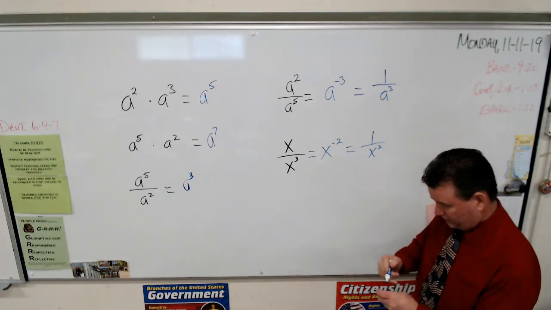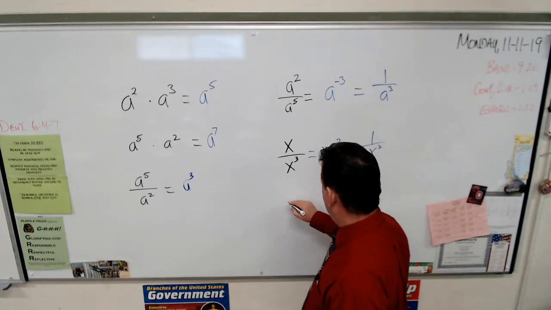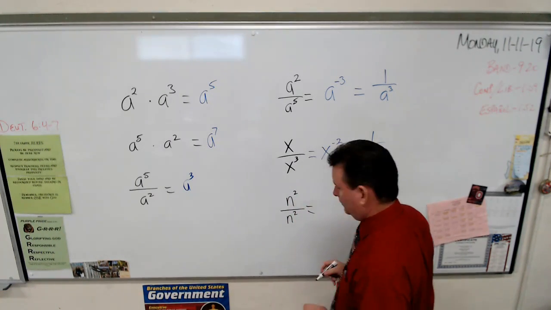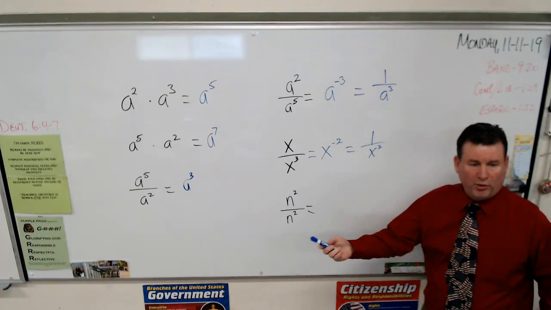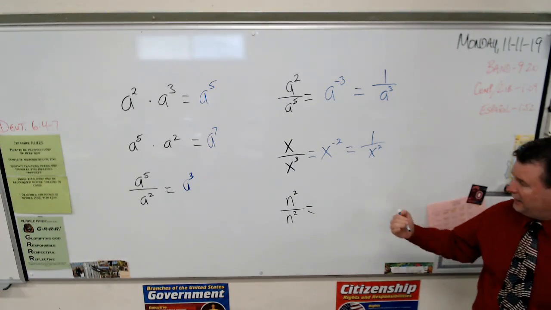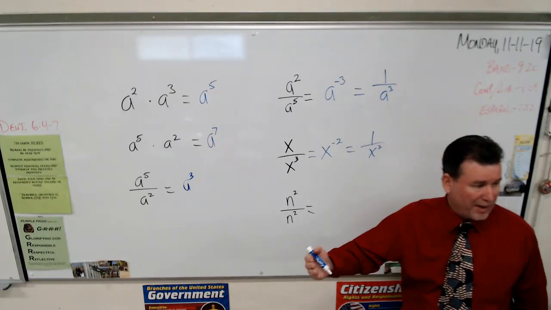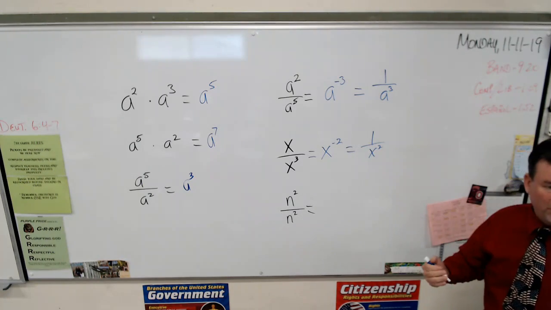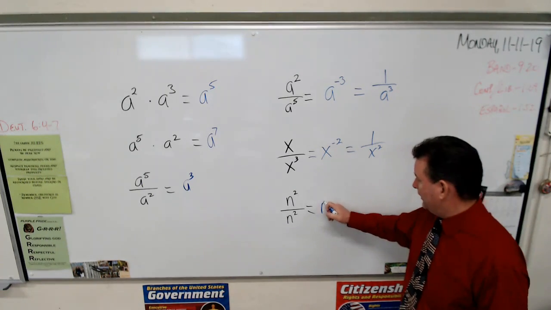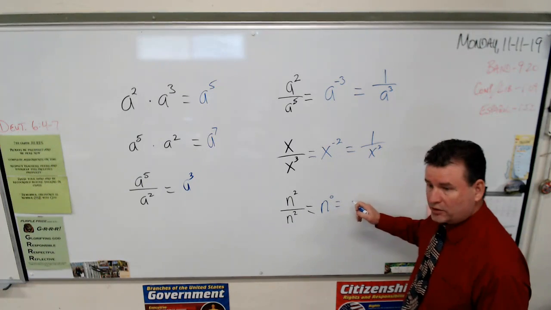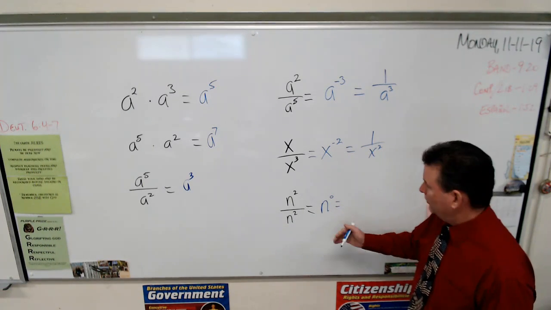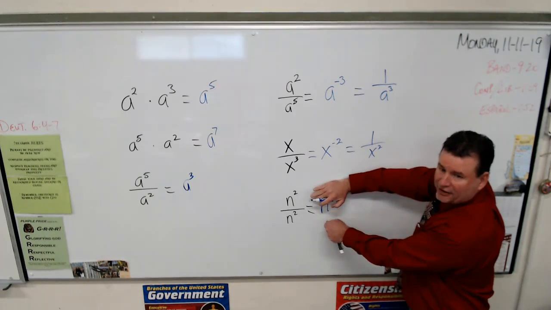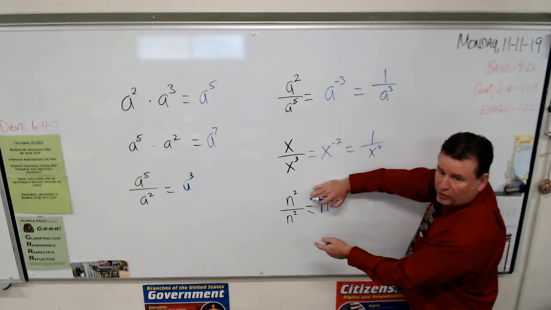What if this happens? What if I get N squared over N squared? What do I do with the exponents, Seth? When I divide, what do I do with the exponents? Wait, let me remind you. I have to have like bases. Seth, what do I do with these exponents? What's 2 minus 2? 0. So that is N to the 0 power, which equals? Pretend this didn't exist. What's the answer to that right there? N squared divided by N squared. Anything divided by itself, Sydney, equals 1.